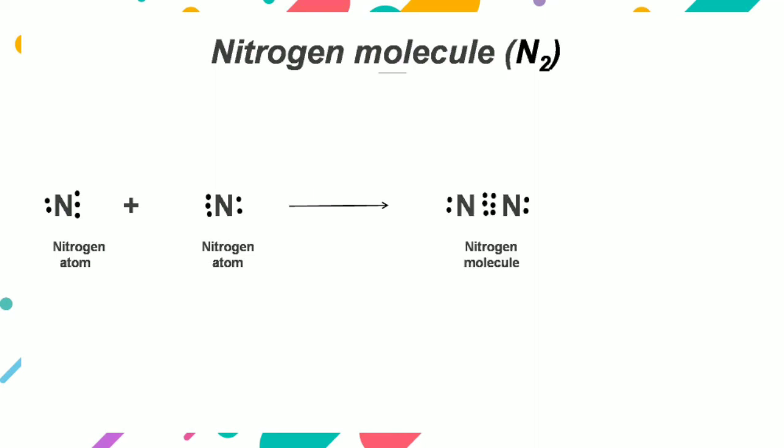Both nitrogen atoms share 3 electrons each with one another to complete their octet. So we will put 6 dots in between both nitrogen atoms' symbols. And as nitrogen molecule is formed by sharing of 3 electron pairs between 2 atoms in which each atom contributes 3 electrons, therefore it is also represented by putting 3 short lines between 2 atoms depicting the formation of a triple covalent bond.